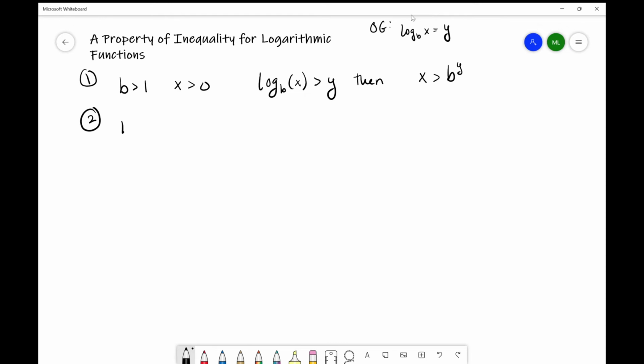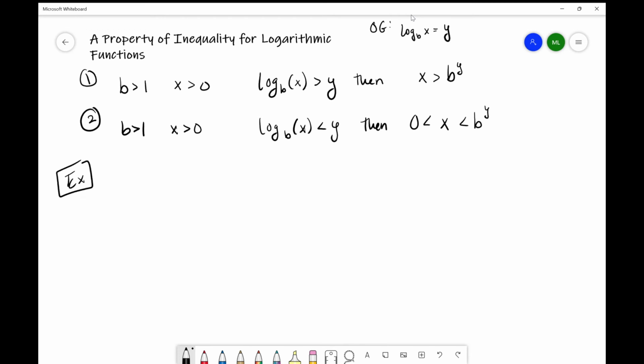If b is greater than 1 and x is greater than 0, and this time we have it for less than y, now the exponent that I'm looking for at base b is less than a value of y. Then I can conclude that my x value is in between 0 and b to the power of y. So this is the property of inequalities for logarithmic functions. So let's look at an example.